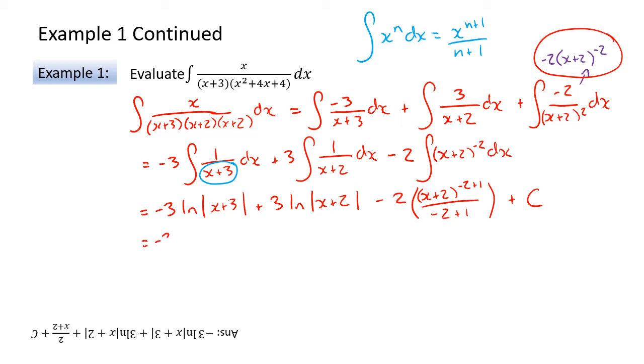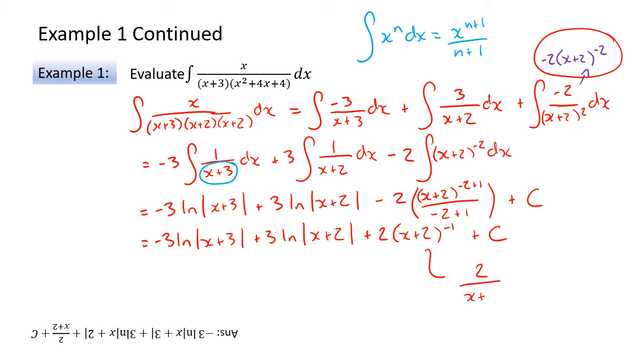So if we keep going, we have negative 3 times the ln of x plus 3 plus 3 times the ln of x plus 2, both absolute values of ln. And our last term becomes negative 2 divided by negative 2 plus 1, which is negative 1. So two negatives make a positive, so we have plus 2 times x plus 2 to the negative 1. You can also write this as 2 divided by x plus 2, changing the negative exponent to positive by placing it in the denominator. Either solution would be acceptable.